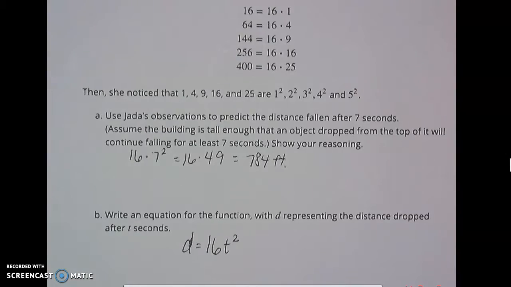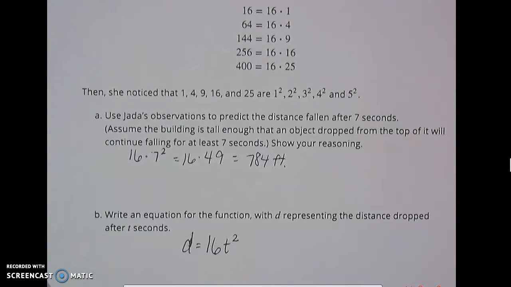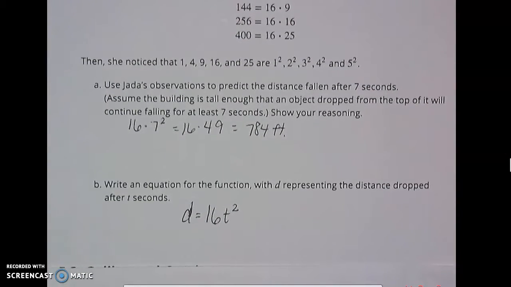Okay? Now, one thing to notice from this is that quadratic functions are generally used to model movement of falling objects, and it's using this whole idea, 16t squared, in order for it to be falling. Okay?